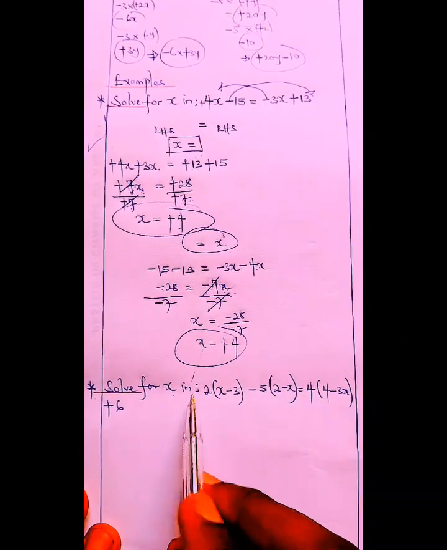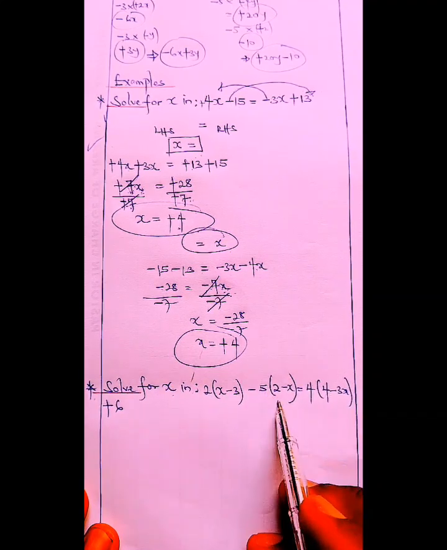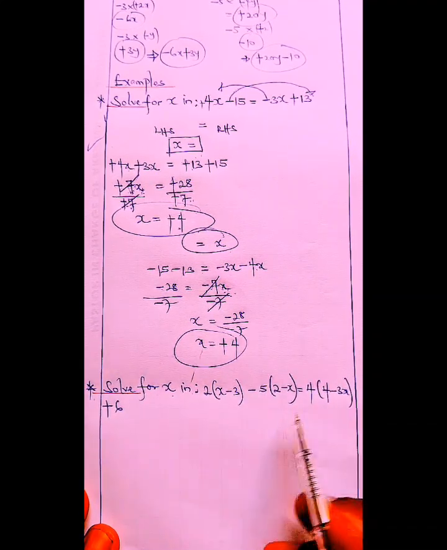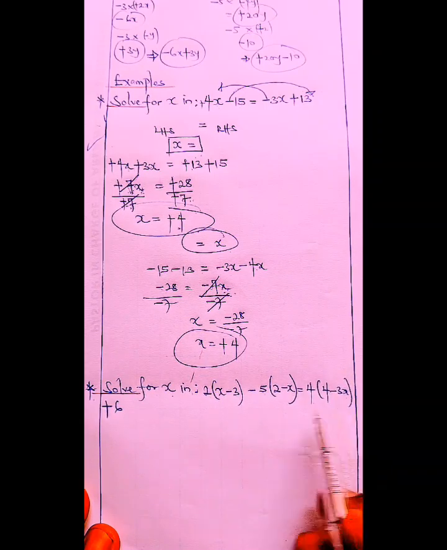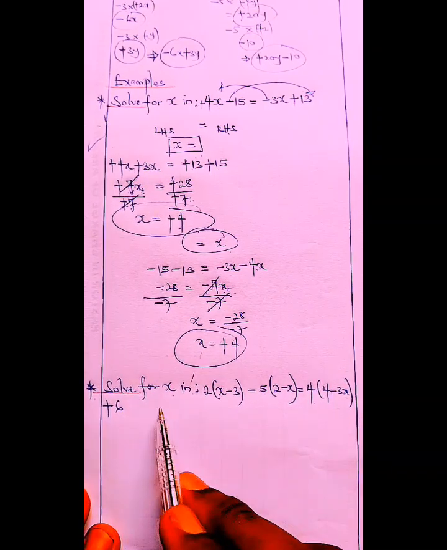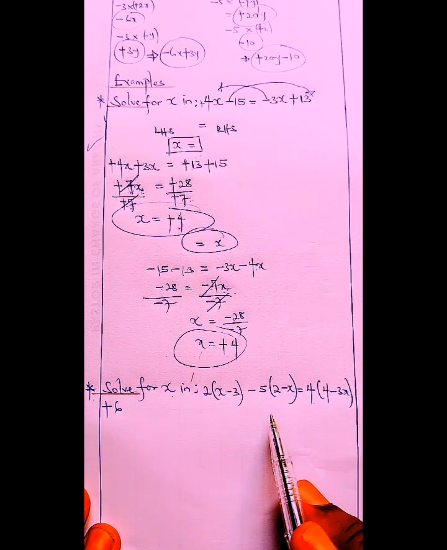Question 2. Solve for x in 2 open bracket x minus 3 close bracket minus 5 open bracket 2 minus x close bracket equals 4 open bracket 4 minus 3x close bracket plus 6. Now how do we get the value of x in this kind of equation? And don't forget this is a linear equation also. Now how do we get to know if this is a linear equation?